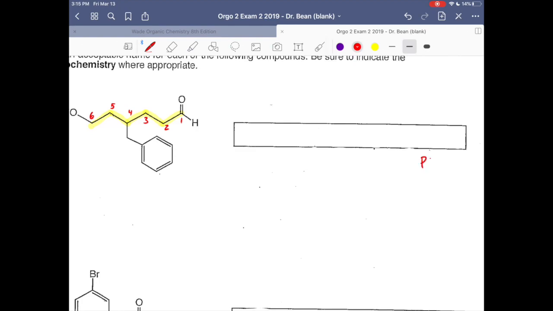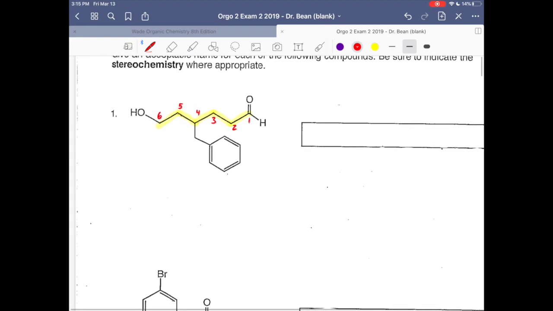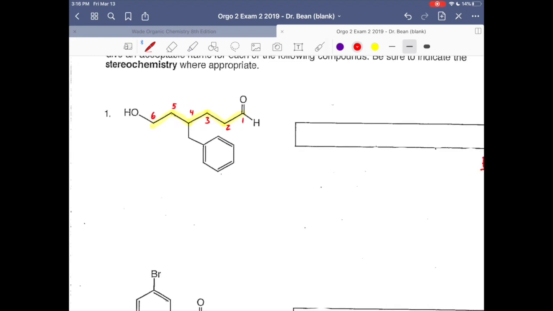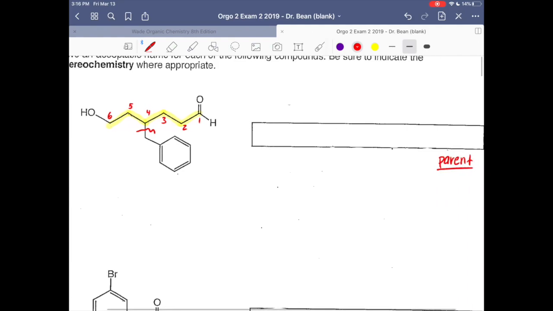So I'm going to write parent over here, kind of as we always do. And of course, the way that I numbered it, I did that on purpose. Why would I number it that way as opposed to left to right? The reason is in order to put my highest priority group on the lowest number possible. So I kind of ignored the fact that I have that substituent here, as well as the hydroxy group, because my aldehyde is of highest priority, all right? So I want to put that on the number 1 carbon.